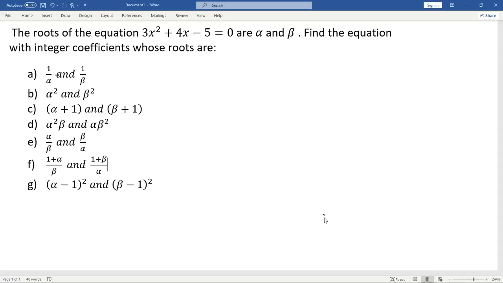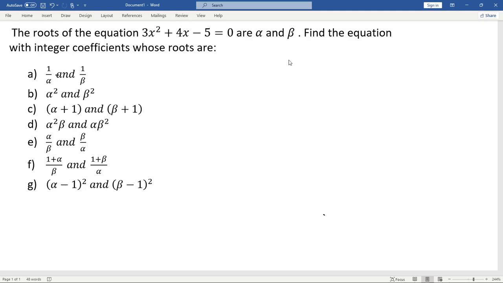Welcome guys. So we have this equation here that says the roots of the equation 3x squared plus 4x minus 5 equal to 0 are alpha and beta. Find the equation with integer coefficients whose roots are 1 over alpha and 1 over beta, alpha squared plus beta squared, and so on and so forth there.